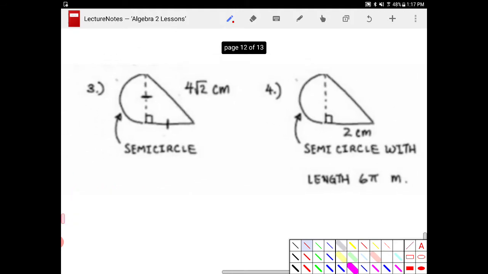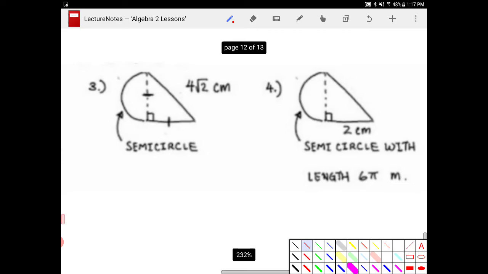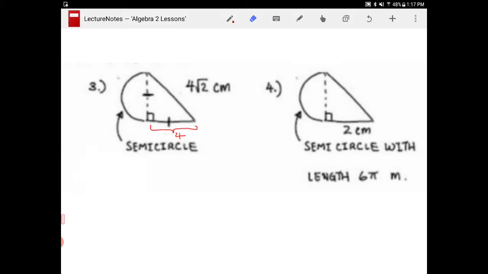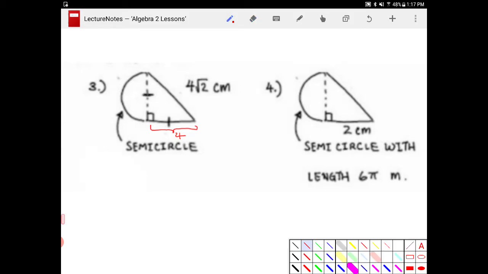Let's find number 3. I'm told that this is an isosceles triangle because I see here there's a tick mark there and there's a tick mark there. And I have the hypotenuse given. So understanding that the hypotenuse is 4 radical 2, and that this is a right isosceles triangle, the right isosceles triangle will always have this ratio. Remember this from trig? So therefore, this dimension here must be 4. If that's 4, that means the height of the triangle is also 4.